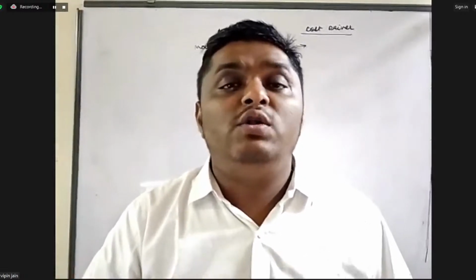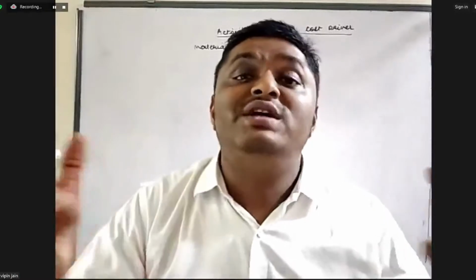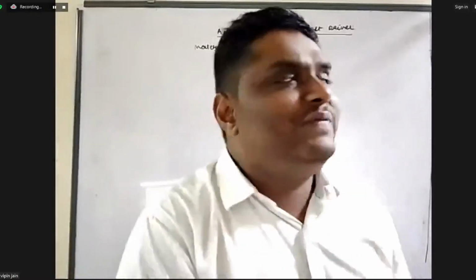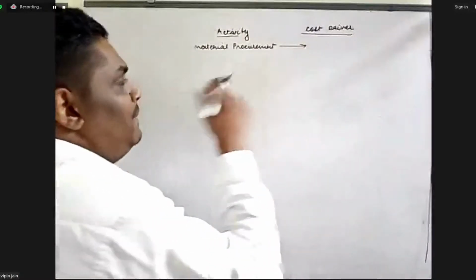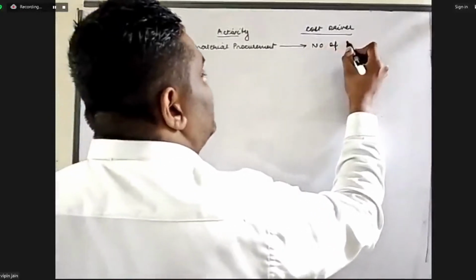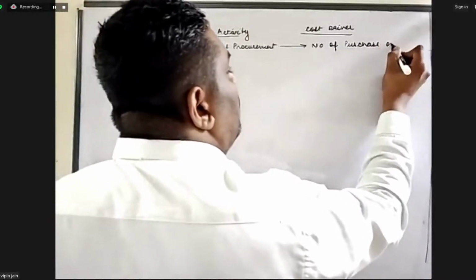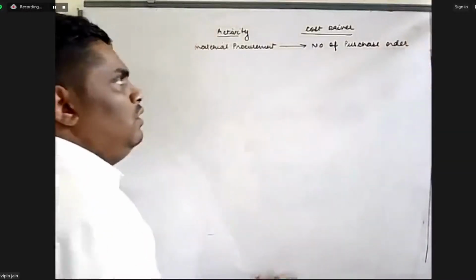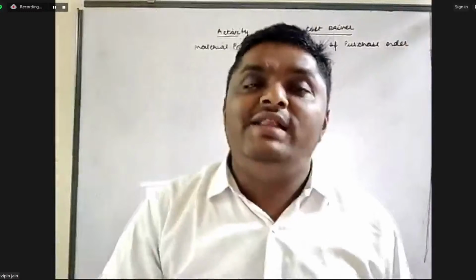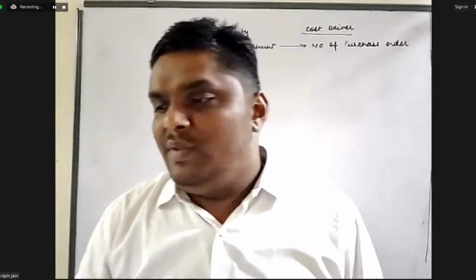procurement, it is very simple. Material procurement cost is incurred on what basis? On the basis of number of purchase orders. The more purchase orders you place, the more the procurement cost increases. So we can say number of purchase orders can be a basis of absorption for material procurement. The more purchase orders, the more material procurement cost will be incurred.